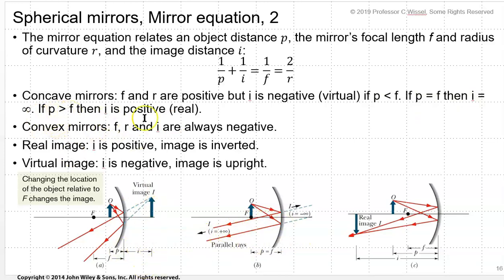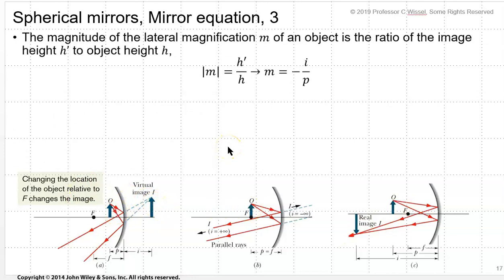If p is greater than f, then i is positive, and it's real. Here's the real image. It's upside down. It's on the same side of the mirror as the object, so it's real. Here is the virtual image. It's right side up. It's behind the mirror. Okay, now mirrors can magnify things too. The magnitude of the lateral magnification m of an object is the ratio of the image height h prime to the object height. And magnification also equals minus i/p, where i is the distance to the image and p is the distance to the object. And distances are always measured relative to the mirror surface, by the way.